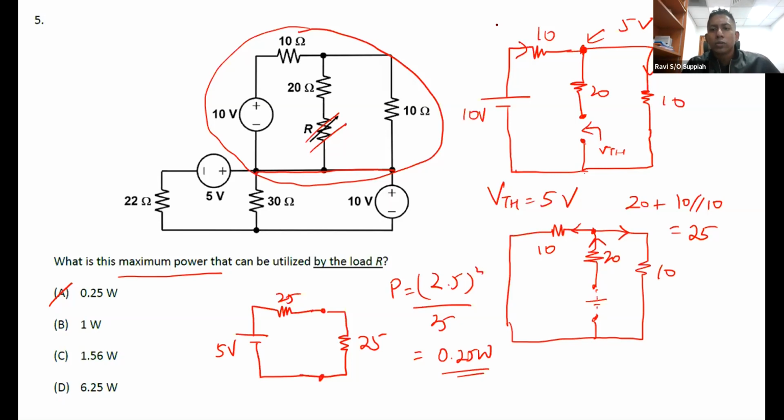So if you continue drawing a straight line down from R between 30 ohms and 10 volts, let me see. If you're saying that you draw a straight line like this, then this is not a correct circuit in the first place because you're short circuiting the 10 volts.